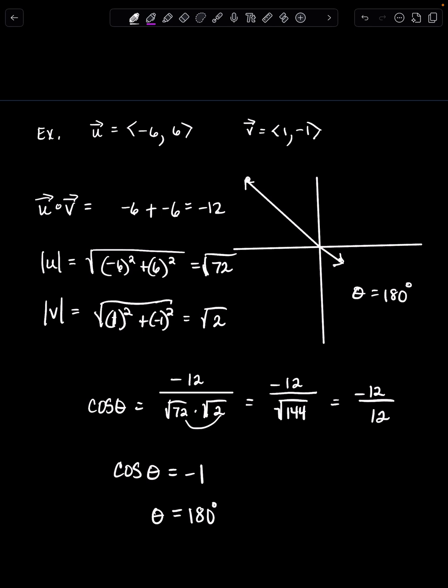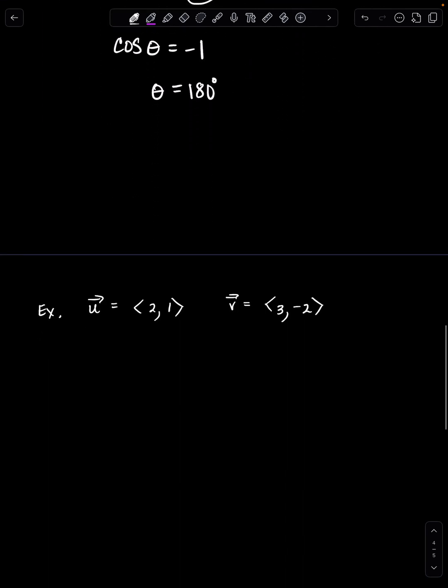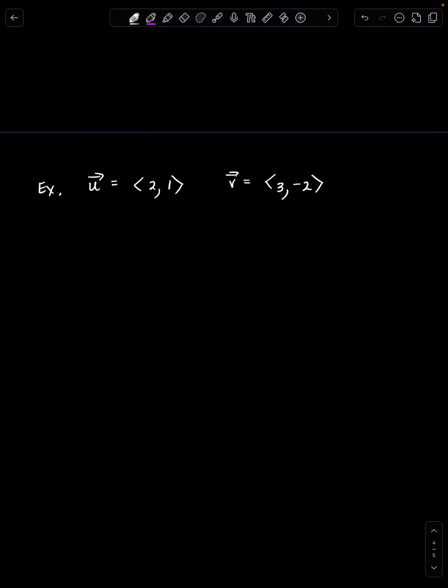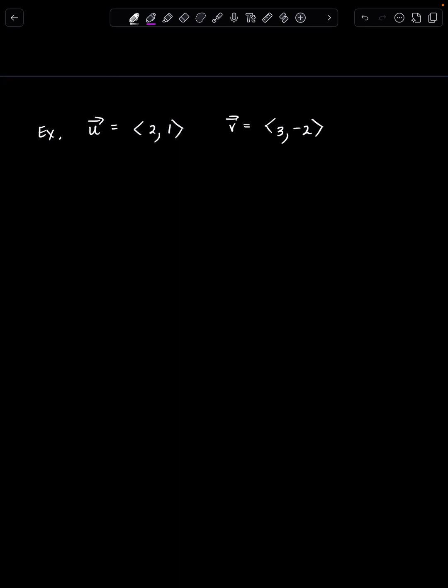Let's keep going. One more. All right, here I'm given that u in component form is 2, 1, and v in component form is 3, negative 2. All right, so the dot product is going to be 6 plus 1 times negative 2, which is negative 2. So my dot product is 4, which means it's not orthogonal.